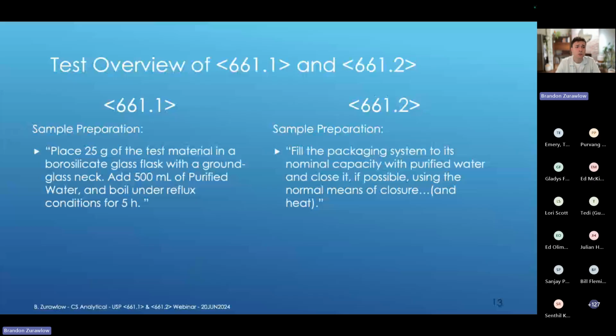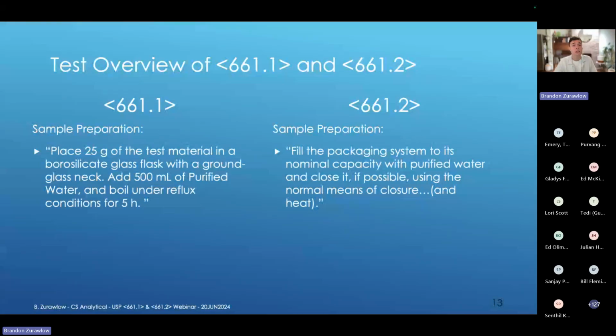In 661.1, the sample preparation process is, in most cases, for most plastics, to take 25 grams of the test material, put it in a flask, and add 500 milliliters of water. This is then boiled under reflux for 5 hours, cooled, and that resulting solution, once filtered, is your solution S1. That is the test solution that we're evaluating for those tests that we just went through.